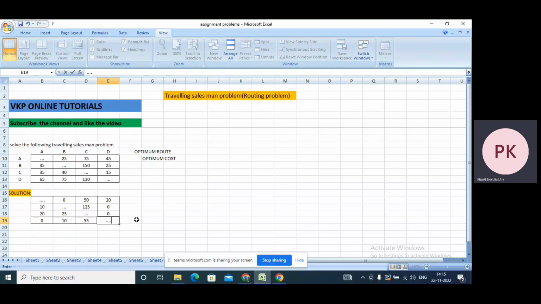Next, we need to go for column reduction. In the column reduction, see, this is the first column. Identify the minimum element and subtract it from the other elements. Similarly for each column, up to the last column. So now I'll take this table.